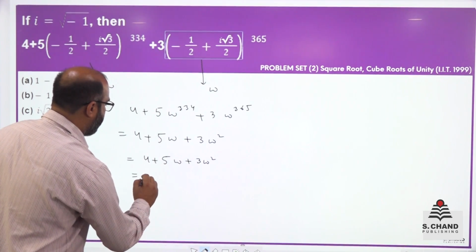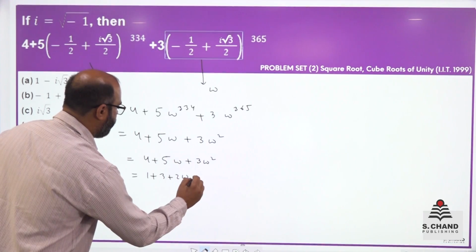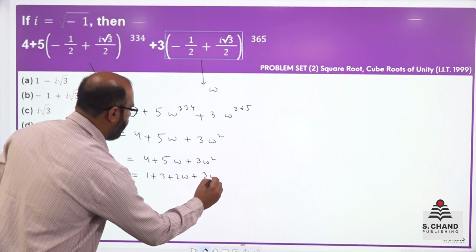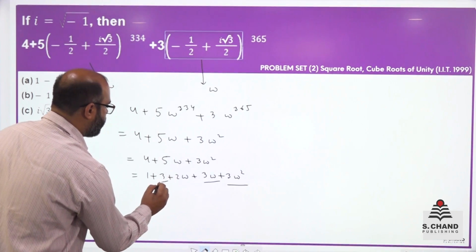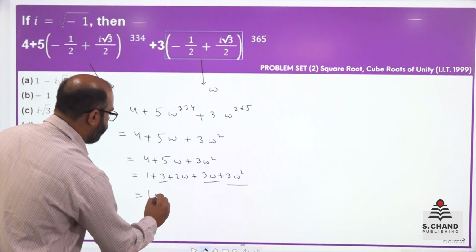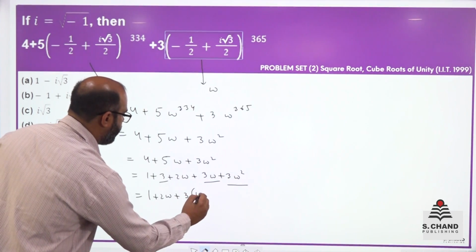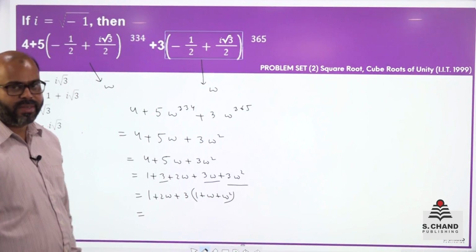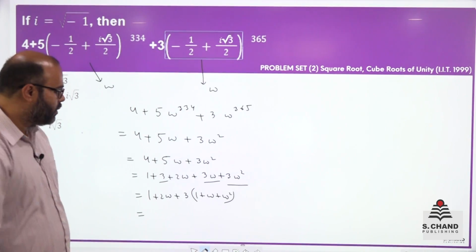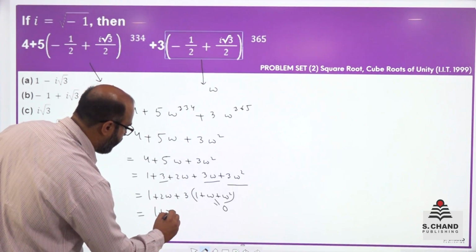Now you can write it like this: 1 plus 3 plus 2 omega plus 3 omega plus 3 omega square, 3 omega square plus 3 omega plus 3. 1 plus 2 omega you take common, plus 3 you take common, 1 plus omega plus omega square. Now do you remember what we discussed? 1 plus omega plus omega square is 0. So this value is 0. So 1 plus 2 omega.